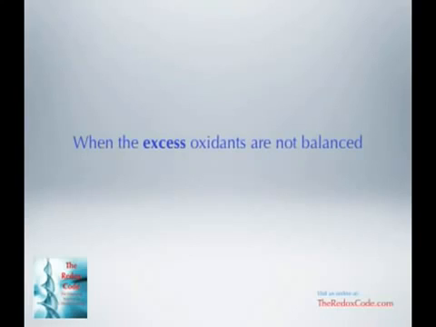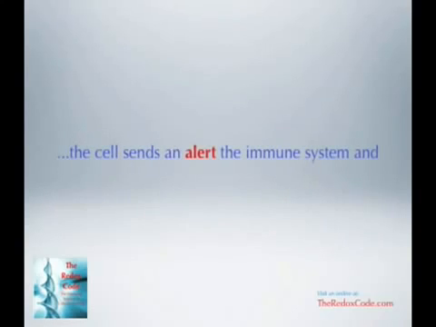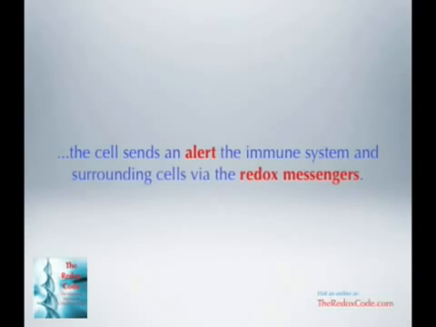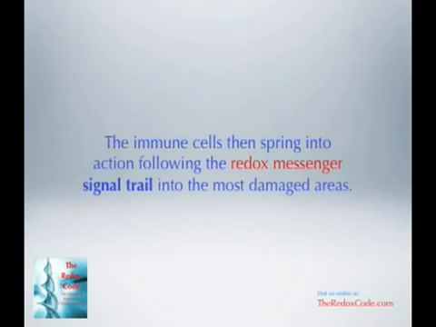This condition is called oxidative stress, and it occurs in almost all defective or stressed cells in every living thing. Oxidative stress sends a clear signal that damage has occurred somewhere and that the cell is defective. When the excess oxidants are not balanced by the reductants and cannot effectively be neutralized by antioxidants, the cell sends an alert to the immune system and surrounding cells via the redox messengers. The immune cells then spring into action following the redox messenger signal trail into the most damaged areas.